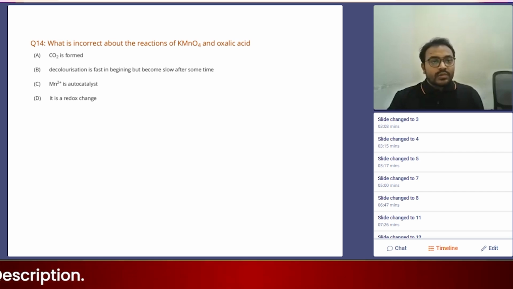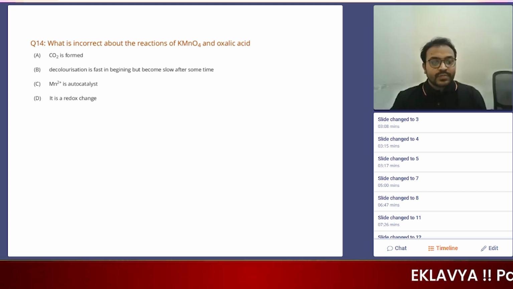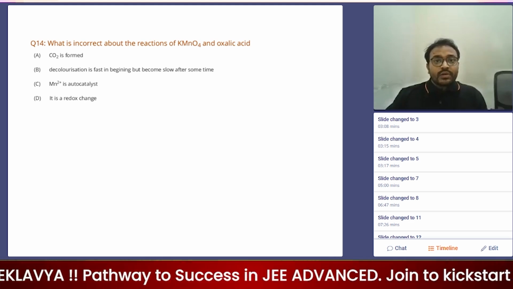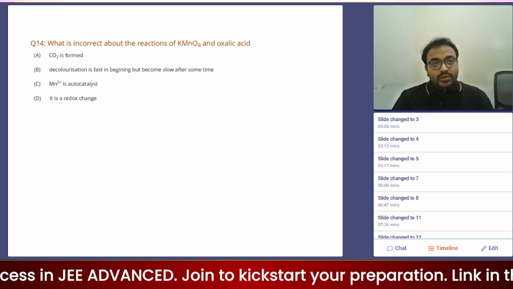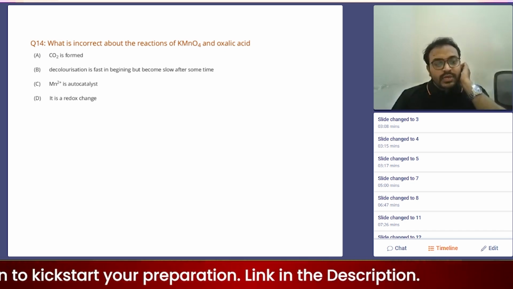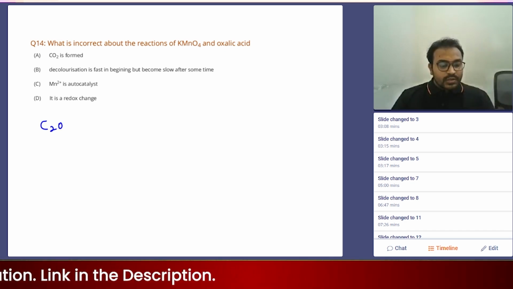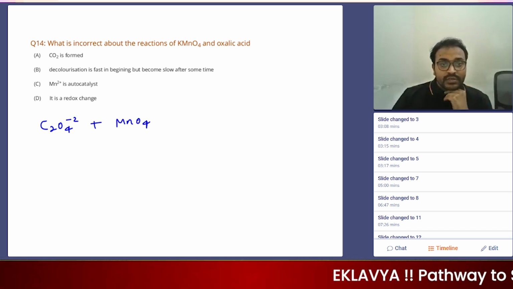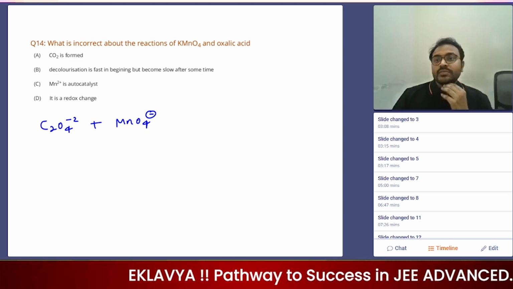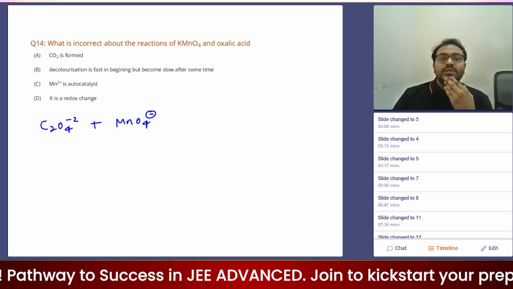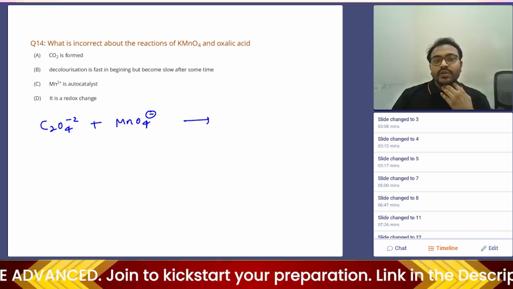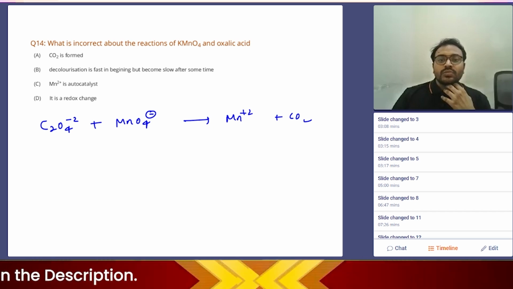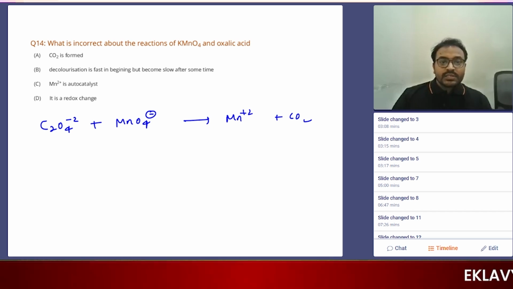Now the next question we have: what is incorrect about the reaction of KMnO4 and oxalic acid. So let us first write the reaction. We have oxalic acid, C2O4 2-, reacting with KMnO4, that is MnO4-. We are writing the reaction in ionic form. This is the oxalate ion plus MnO4- converting into Mn2+ and CO2, right? And now we can balance the reaction.